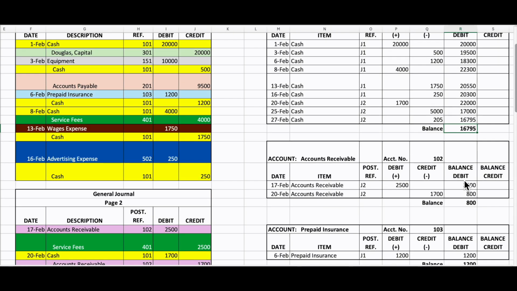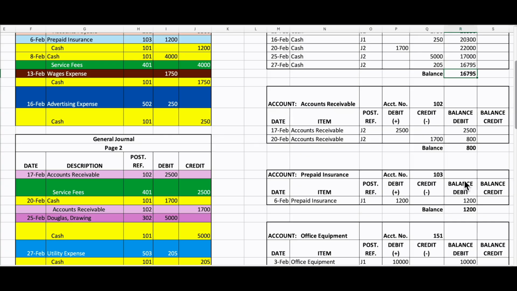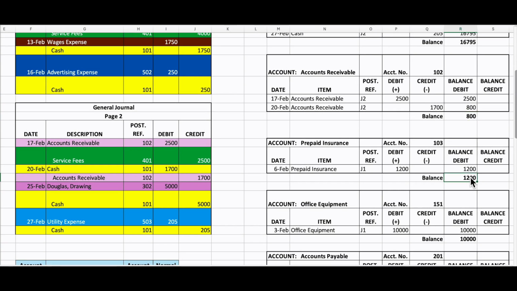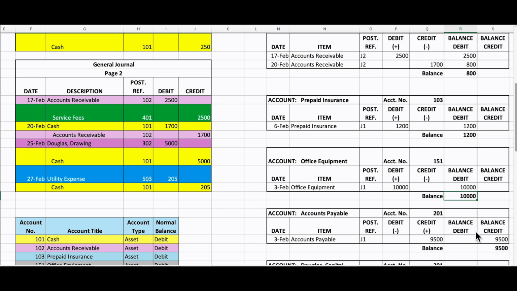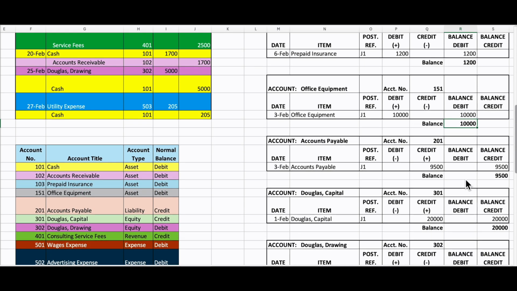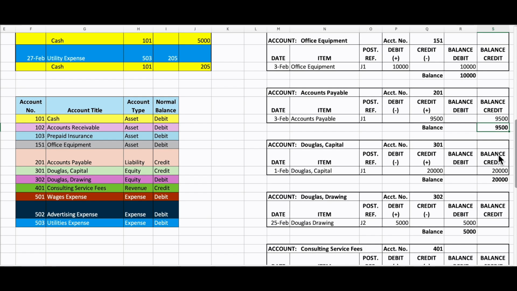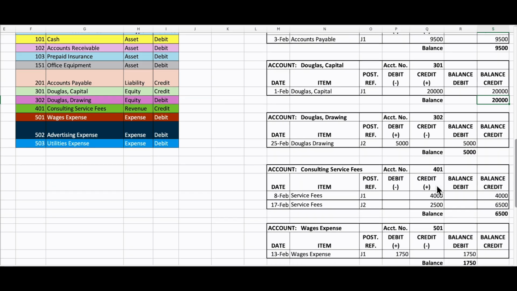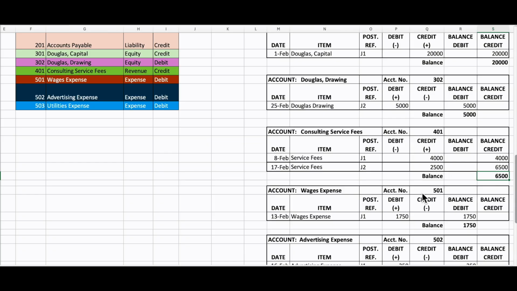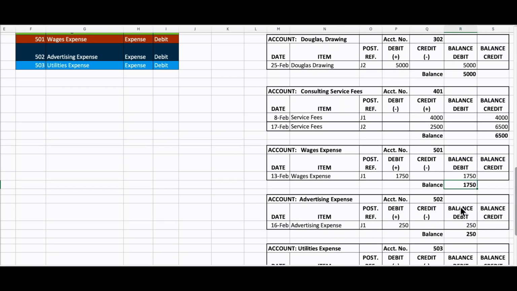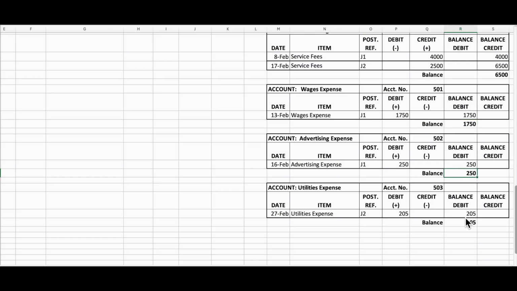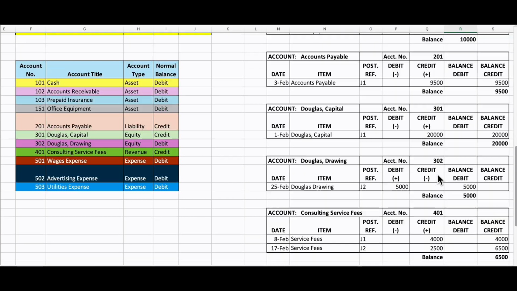So the balance currently on cash is $16,795. On accounts receivable is $800. On prepaid insurance, $1,200. $10,000 on office equipment. The balance on credit is accounts payable is $9,500. $20,000 for Douglas Capital. $5,000 again on debit for Douglas Drawing. For our consulting service fees is $6,500. Wages expense is $1,750. Advertising expense is $250. And utilities expense is $205.